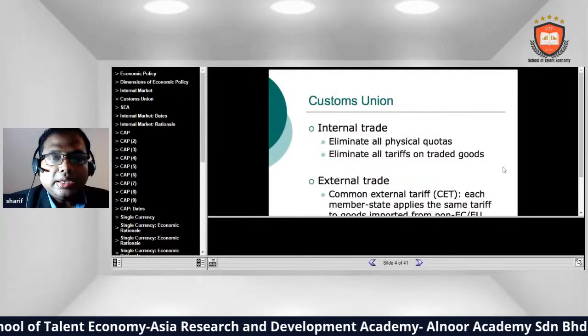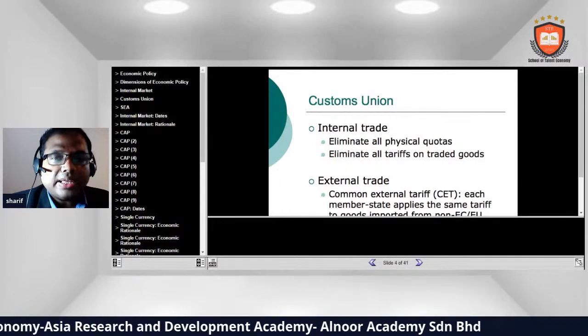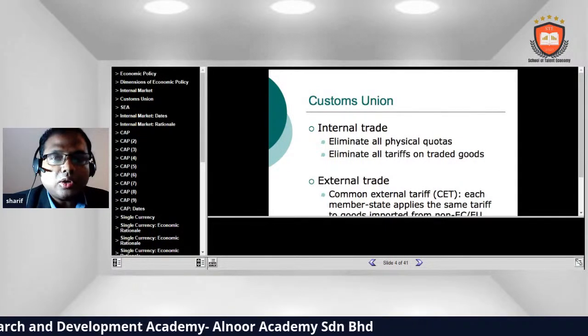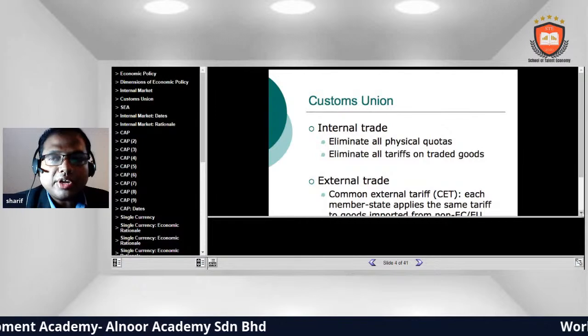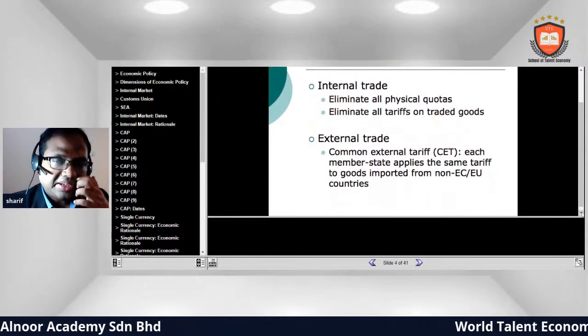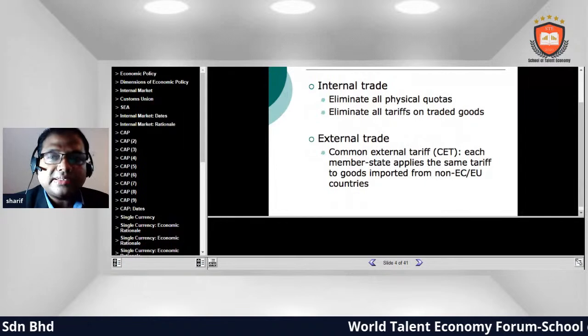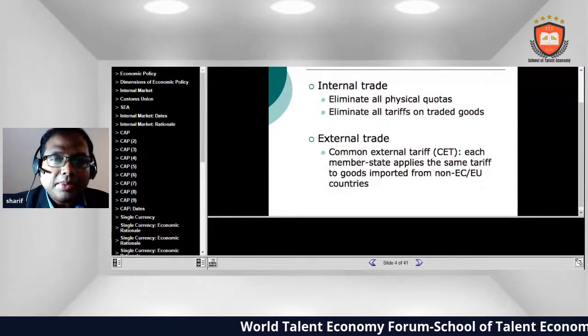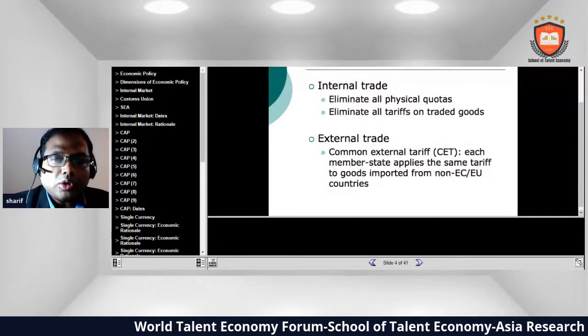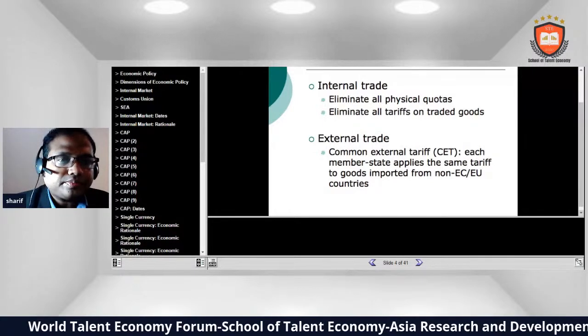Customs union, internal trade: we eliminate all physical controls and eliminate all tariffs on traded goods. External trade: common external tariff. Each member state applies the same tariff to goods imported from non-EC or EU countries.